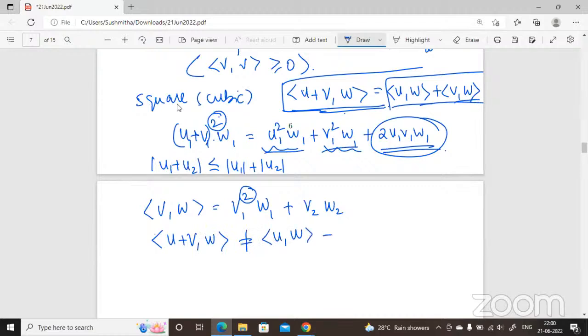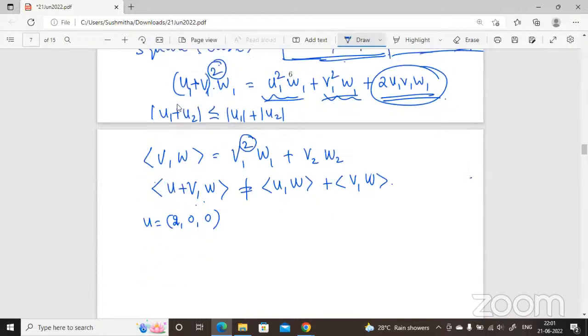To show that something is equal to something, if I want to show these two are equal, I have to expand everything and then show. It has to hold for all u, v, w in R2. But to show these two are not equal, it is enough if I choose one particular u, one particular v, and one particular w, right? Yes. So pick any one. Pick u equal to say 1, 0, 0. Or maybe we'll pick 2, because 1 squared is 1, no? So let's pick 2.